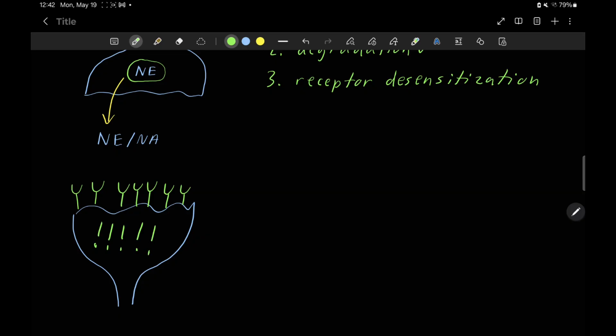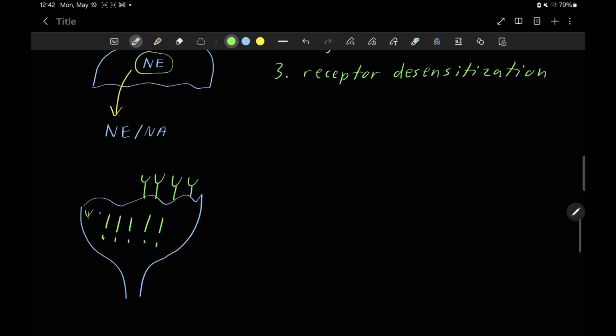But what receptor desensitization does is basically it inactivates some of these receptors by pulling them inside the cell. So it internalizes some receptors. So now these receptors are inside the cell. Sorry, it's a little crammed in here, but they're inside the cell instead of outside the cell. So now instead of having, let's say, 10 receptors outside, you only have these 5 left. You've pulled the other 5 inside.